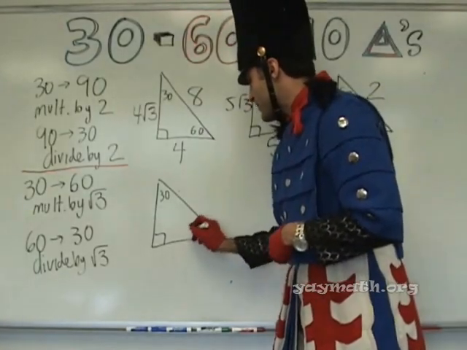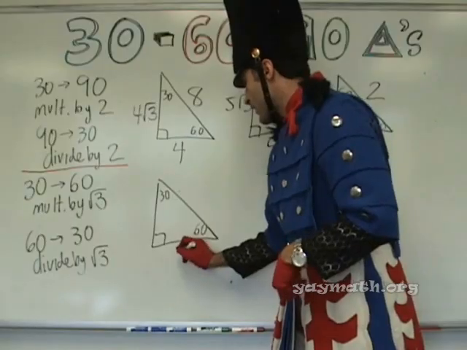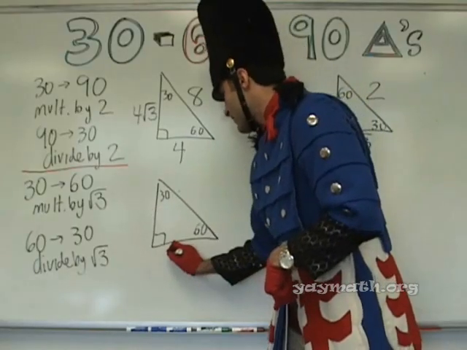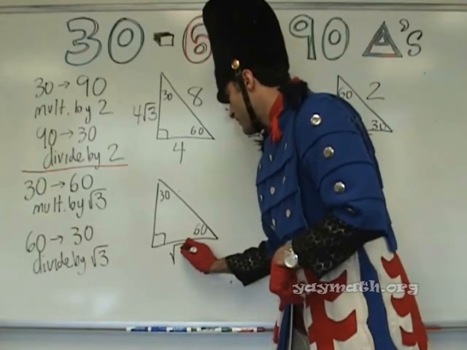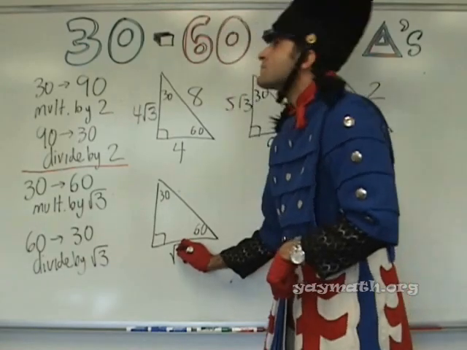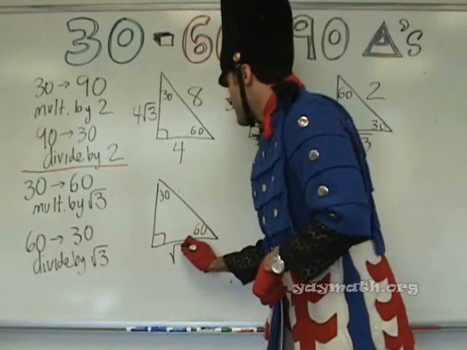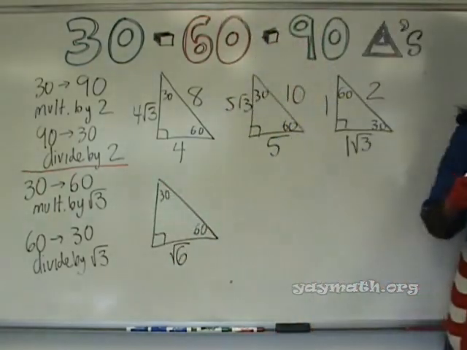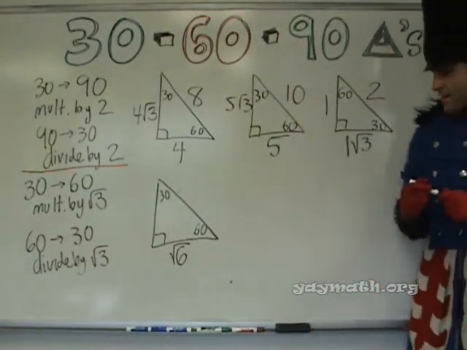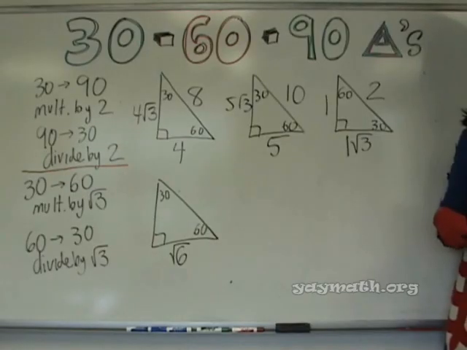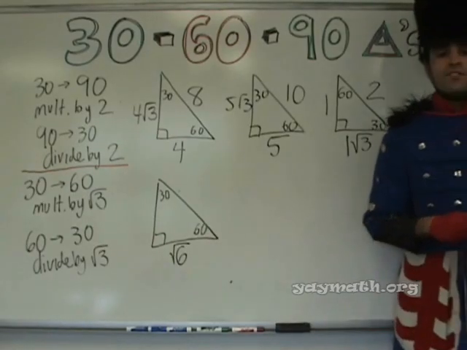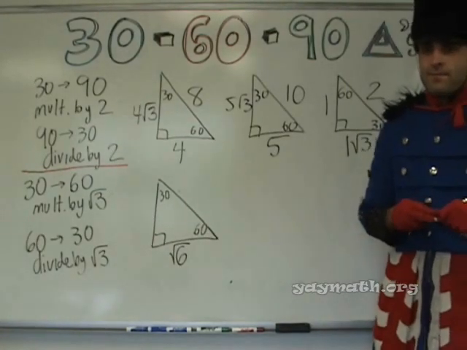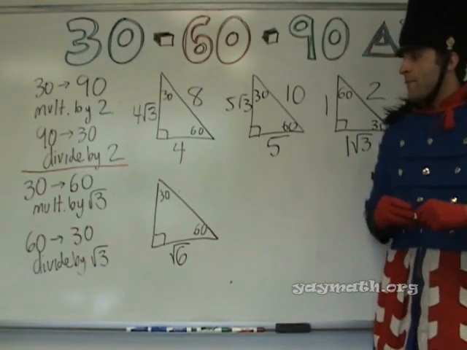All right, so now here we go. What about if this was, watch this, square root of 6. Now it's going to get a little more challenging. Square root of 6. Now, the square root of 6 is which side? 30, 60, or 90? 30. 30, very good. So we have 30.